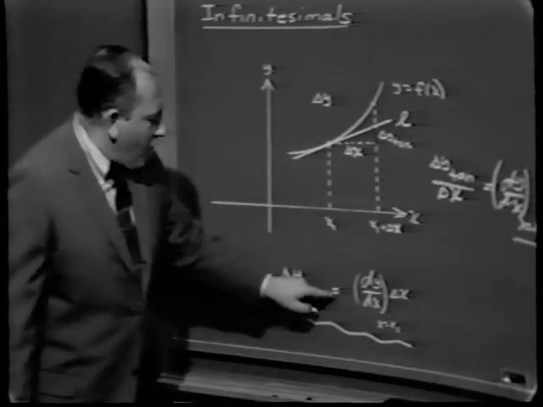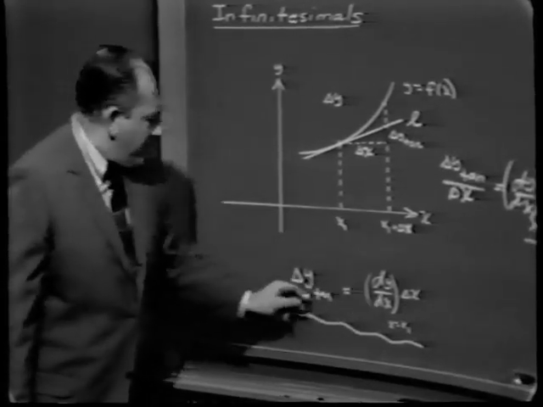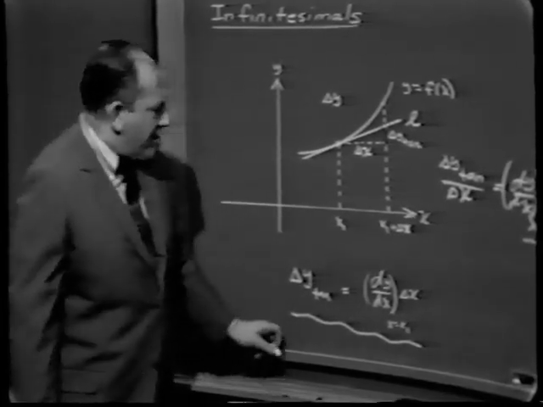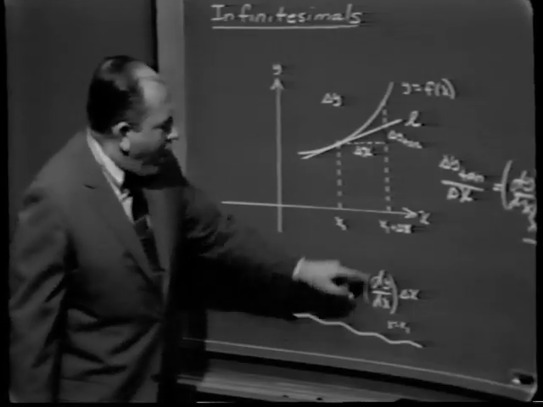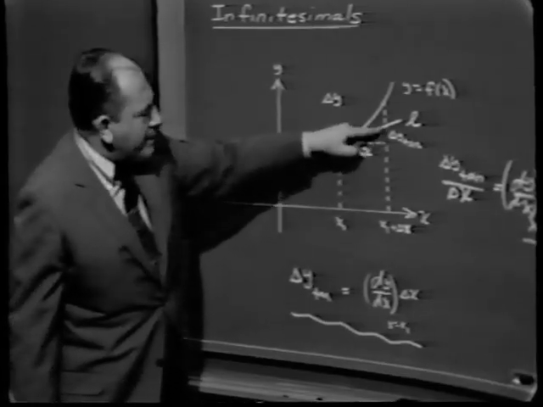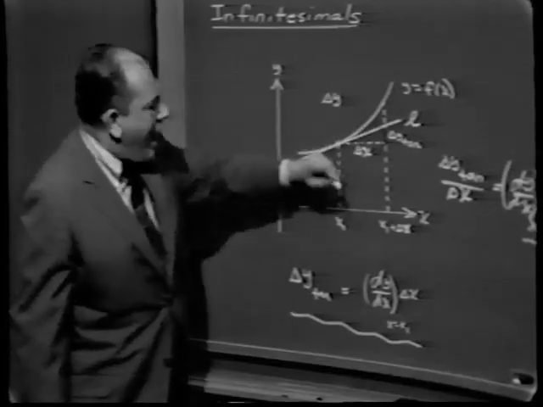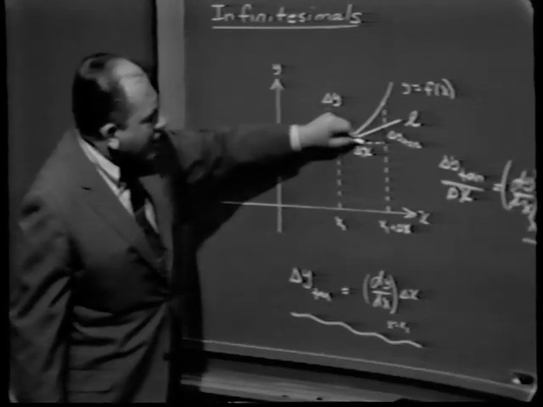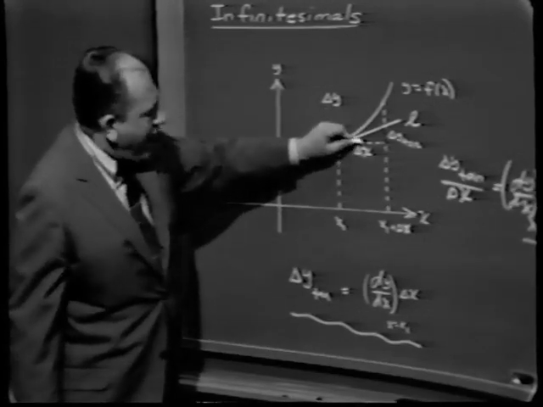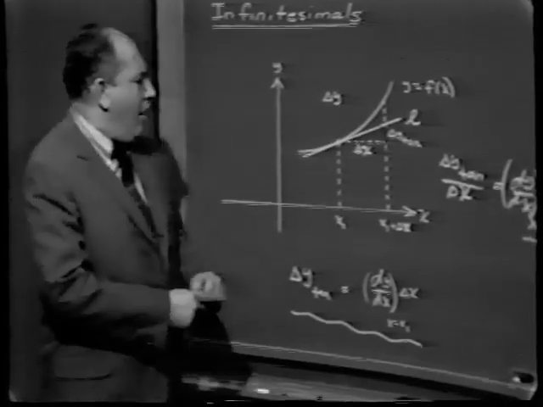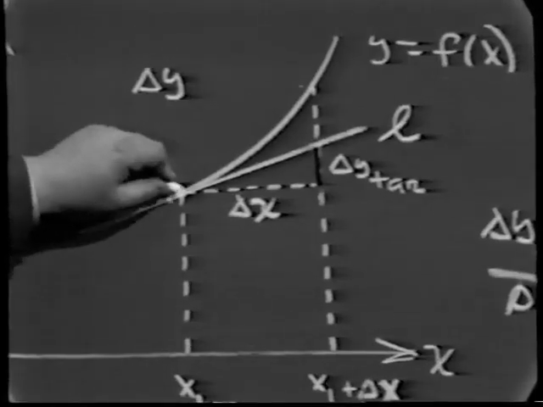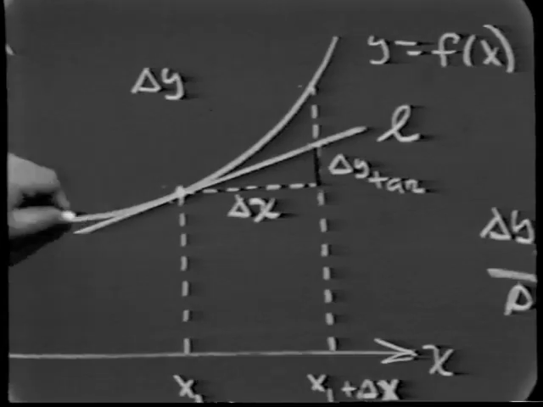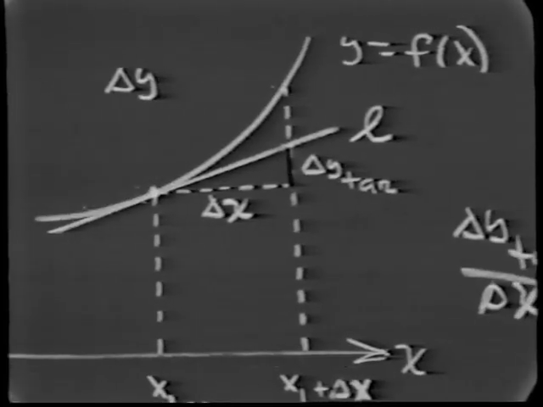And you see, this is not an approximation. This is precisely the value of delta y tan. The approximation seems to be when we say, let delta y tan represent delta y. In other words, we get the intuitive feeling that as delta x gets small, the difference between the true delta y and delta y tan also gets small. Another way of saying this is what? Our intuitive feeling is that in a neighborhood of the point of tangency, the tangent line serves as a good approximation to the curve itself.